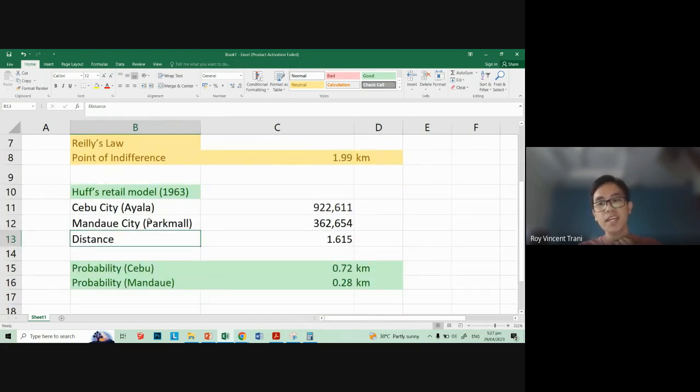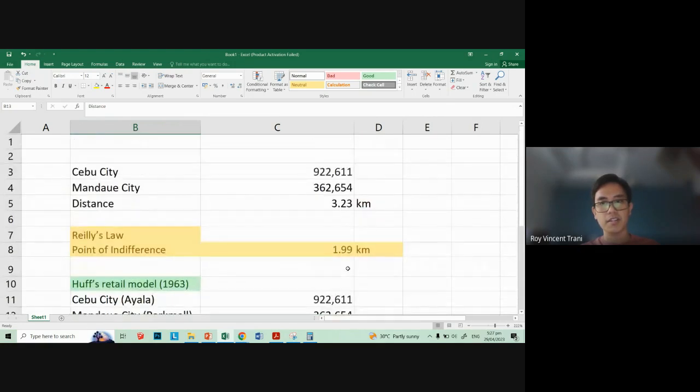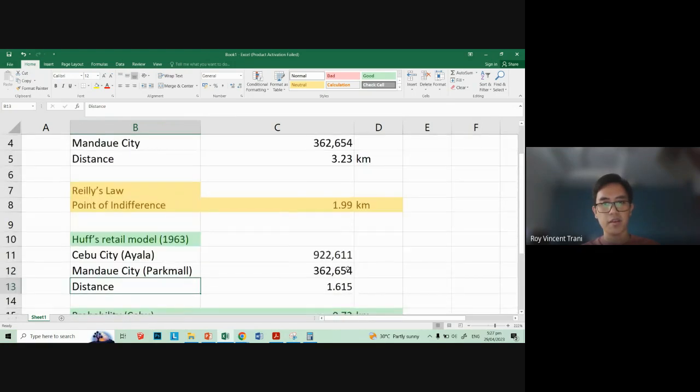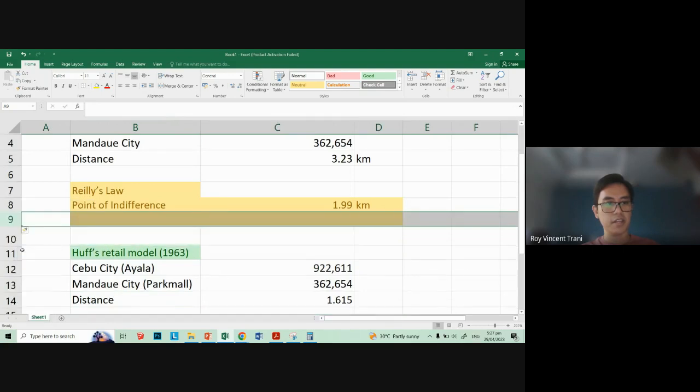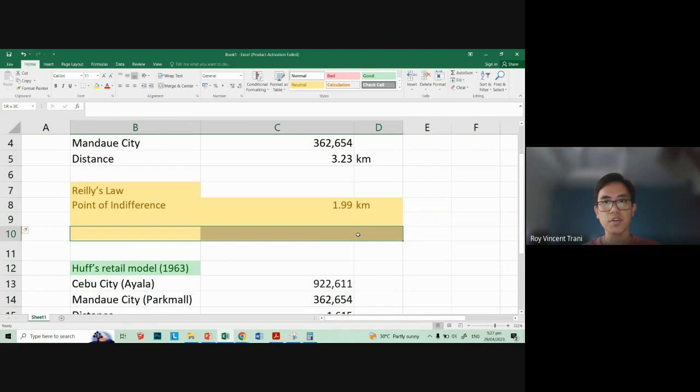So maybe your assignment could be, not really an assignment, but maybe for next week I'll ask you to locate a mall within a city, and then check if these laws apply. Let me insert another slide here. Both laws say that I would prefer to go to Ayala.